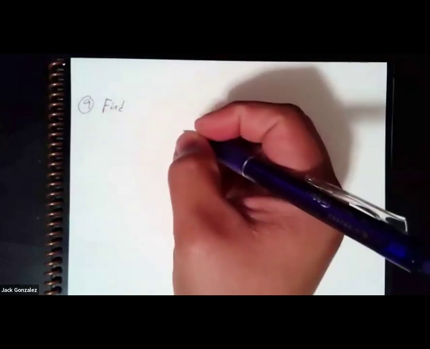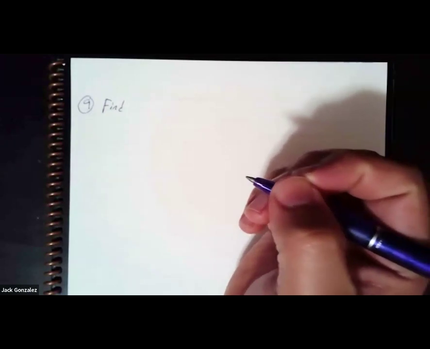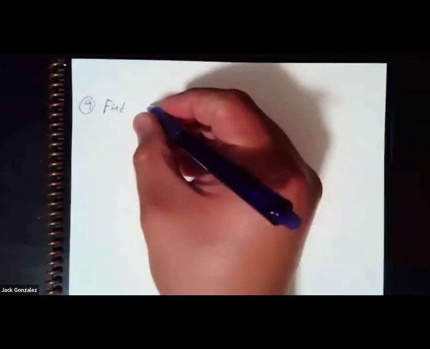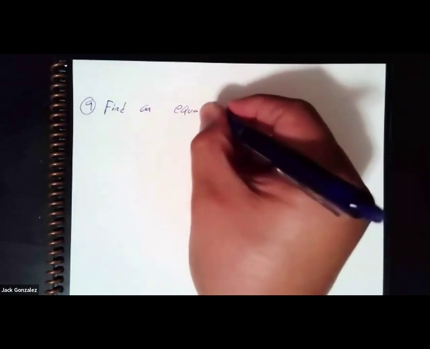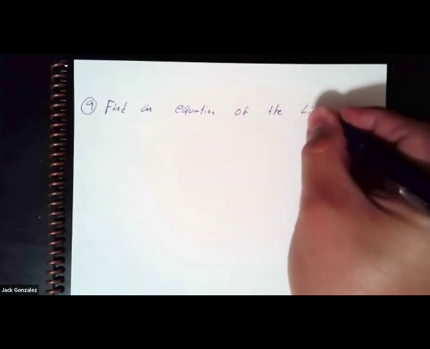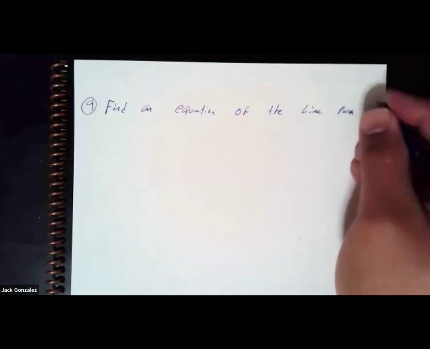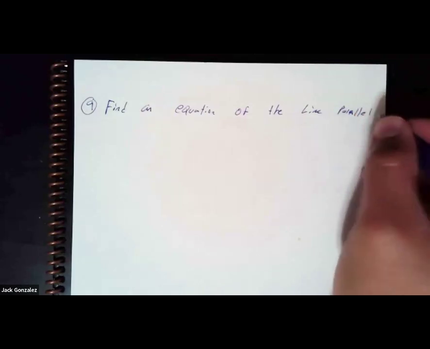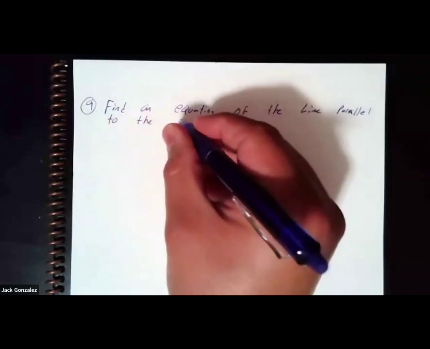Number 9 is find an equation. So this one's a little annoying. It's just a strange question. It's what it is. It's not long though. Find an equation of the line parallel, we know it has one R, parallel to the given line.